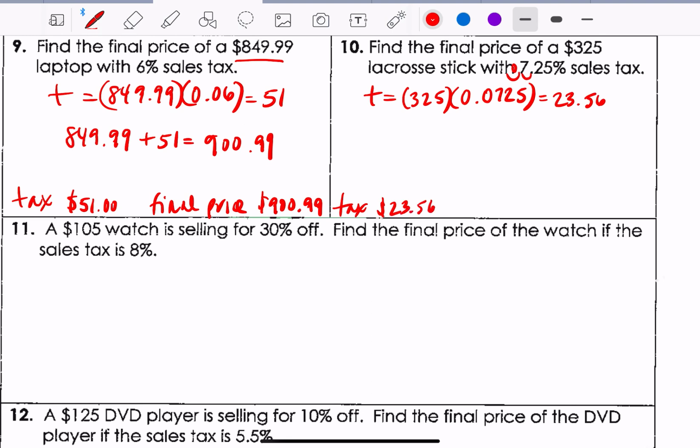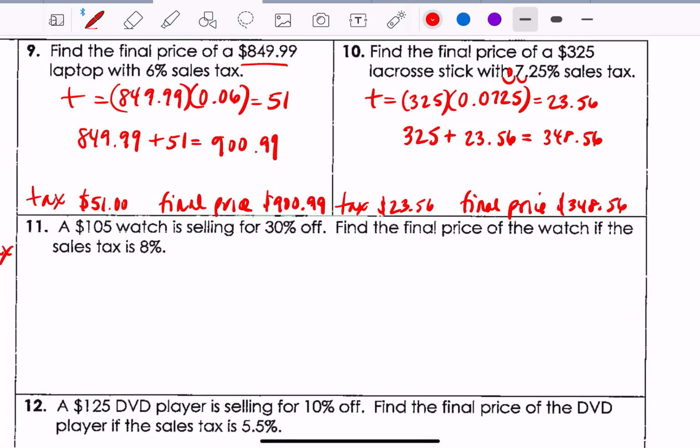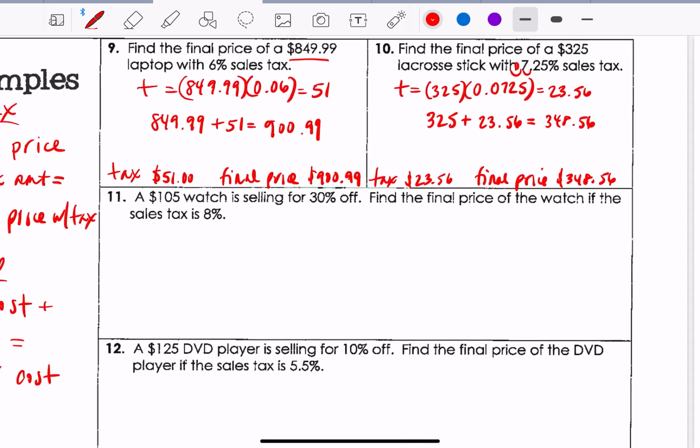$23.56. And when I try to figure out the actual final selling price, it's $325 for the stick plus $23.56 for the tax. So I get $348.56 for my final price. So you're going to write that too. Because remember, this is your notes, so you want to really make sure that when you go back and look at these, you understand what you're doing.